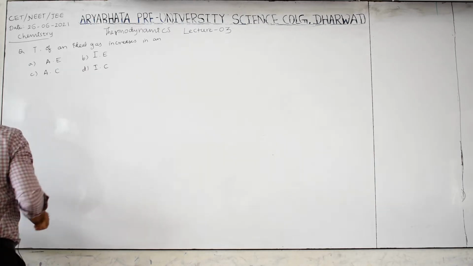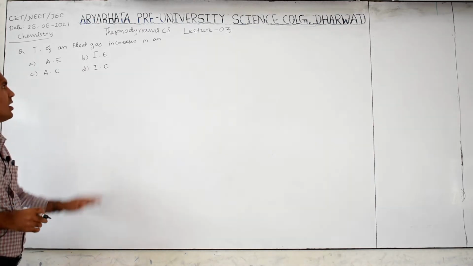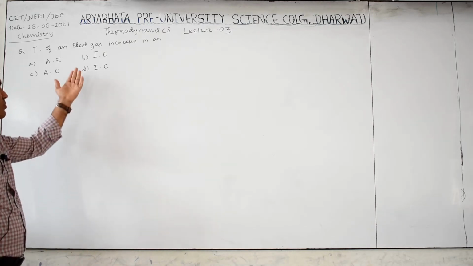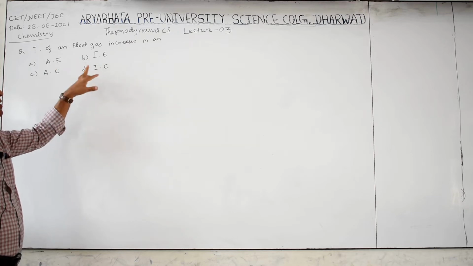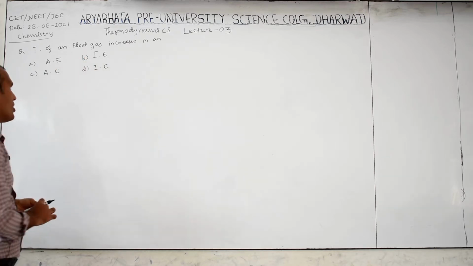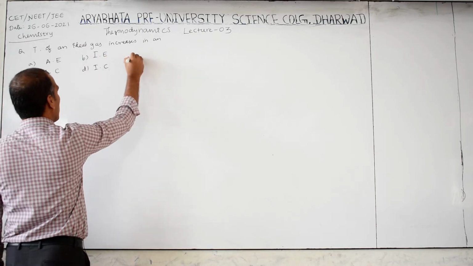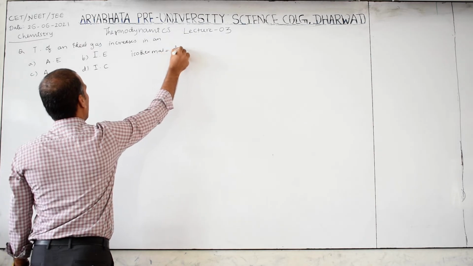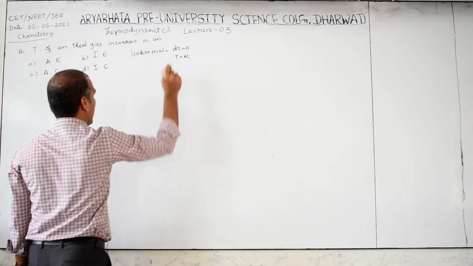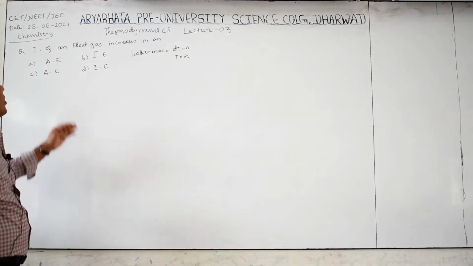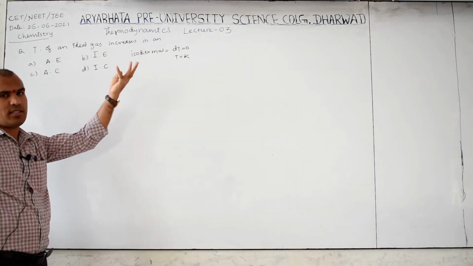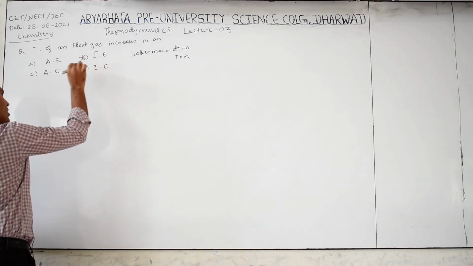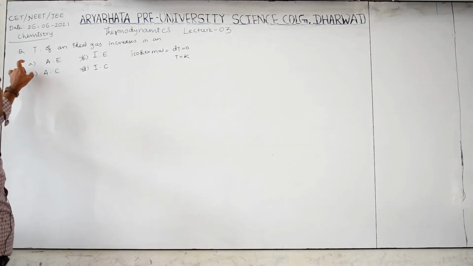Okay. Now, how to analyze? Answers B and D we can cancel, because these are not the options. Because what does isothermal mean? Isothermal expansion. Isothermal means dT is 0, T is constant. When T is constant, we cannot say the temperature of an ideal gas increases. So these two are not the options, and you do not consider these two options.